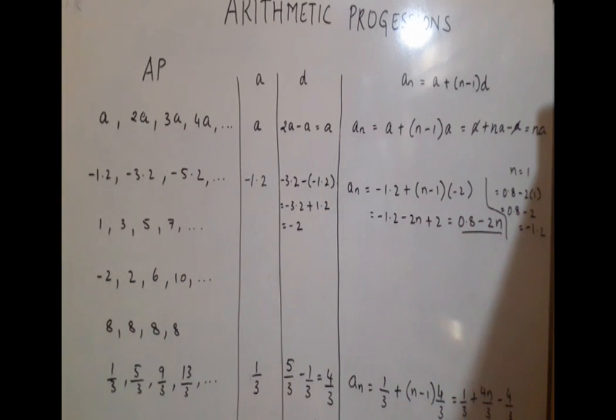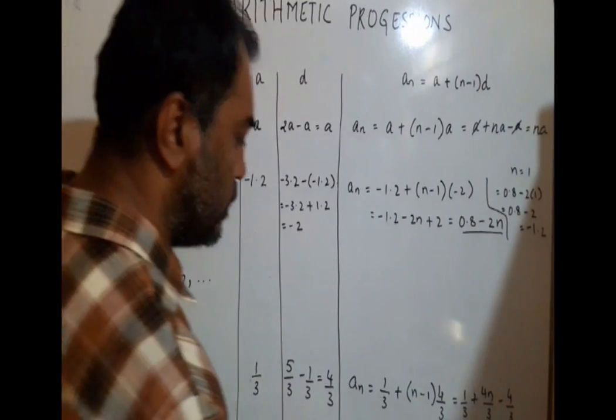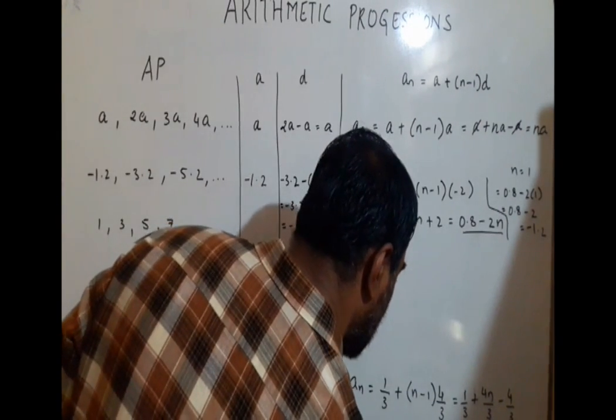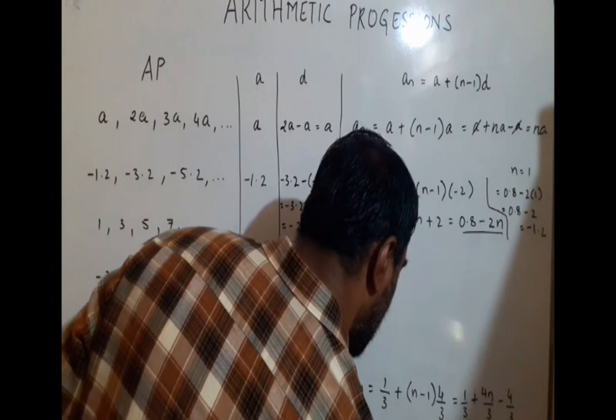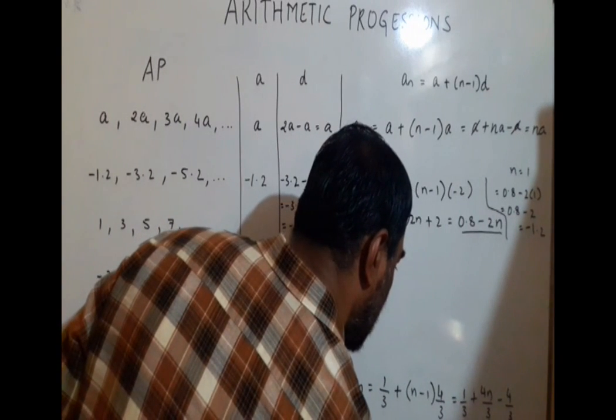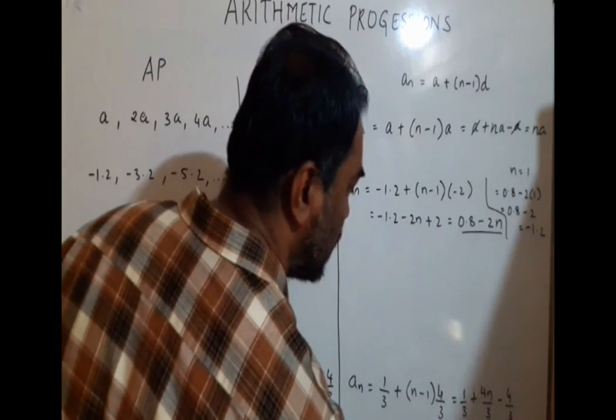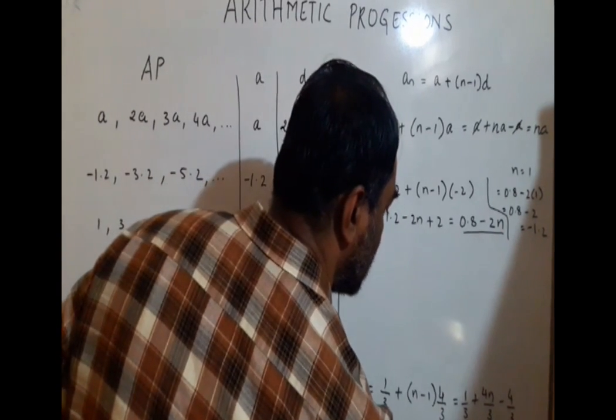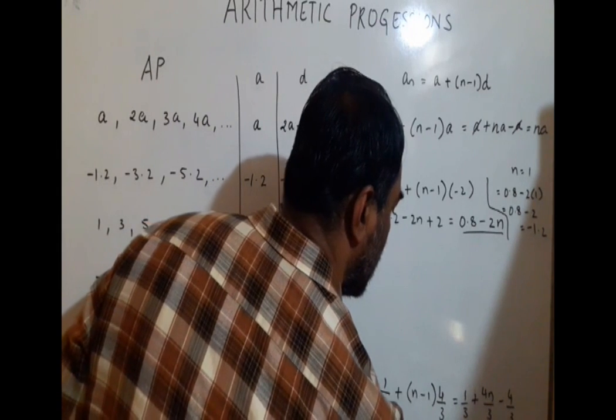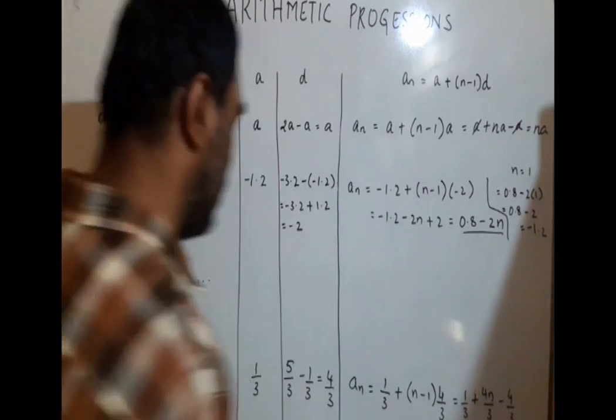So let us check. Putting n equal to 1, we have 4 into 1, 4 upon 3 minus 1. And taking the LCM, you get 4 minus 3 upon 3, equal to 1 upon 3.